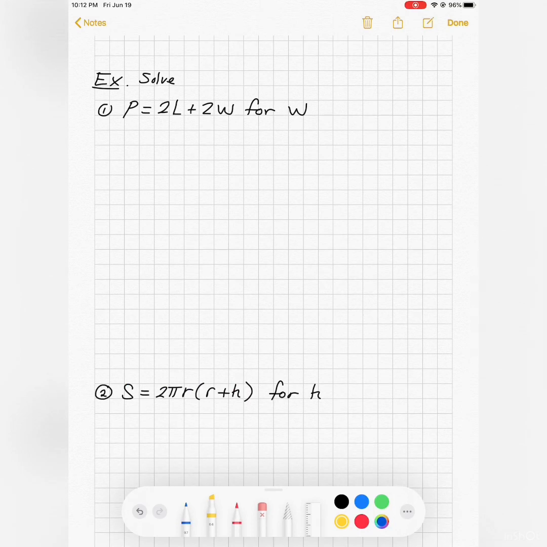Solve the formula P equals 2L plus 2W for W. Okay, so my goal is to isolate W. So I have to start moving things. So here I have this 2L that's being added. So I need to subtract that 2L from both sides. Now, on the left here, I don't have like terms. So that P minus that 2L's have to stay as separate terms.